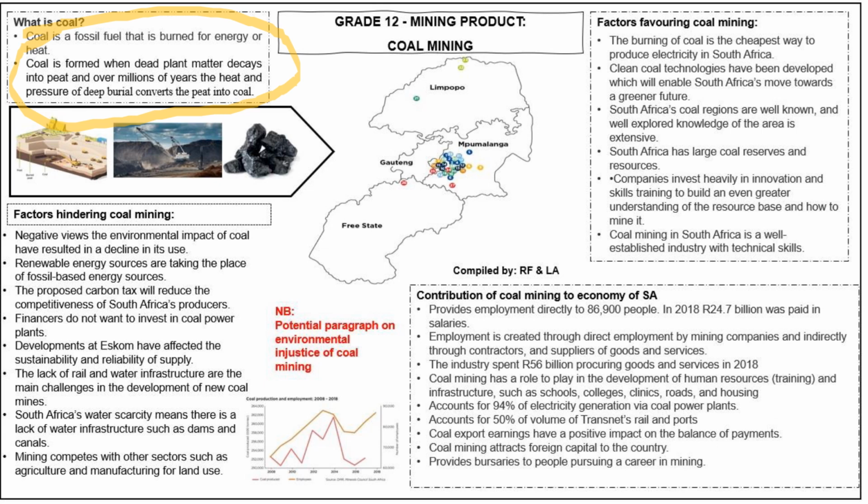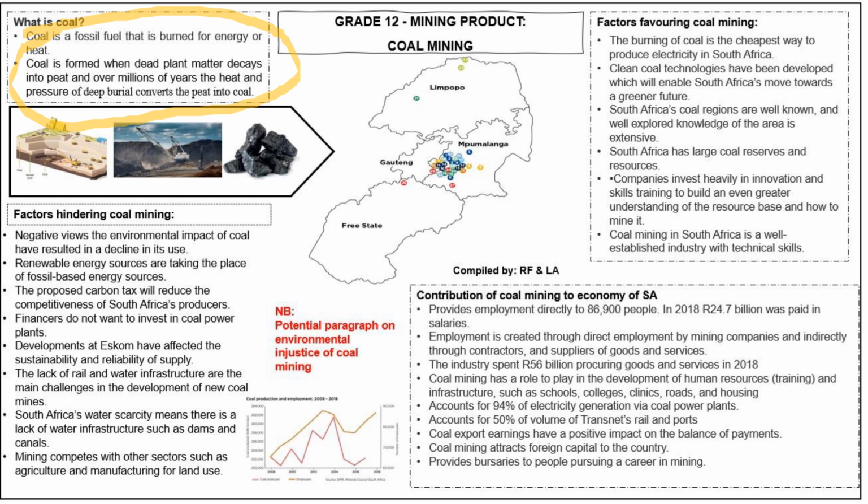The lack of rail and water infrastructure are the main challenges in the development of new coal mines. South Africa's water scarcity means there's a lack of water infrastructure such as dams and canals, and mining competes with other sectors such as agriculture and manufacturing for land use.